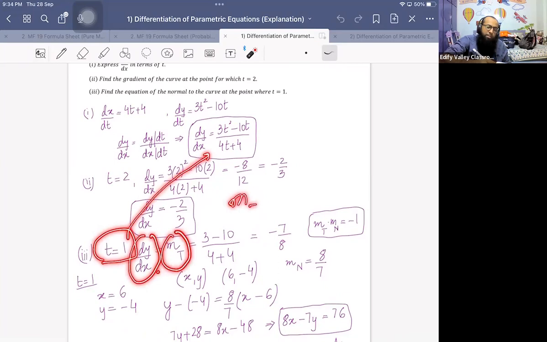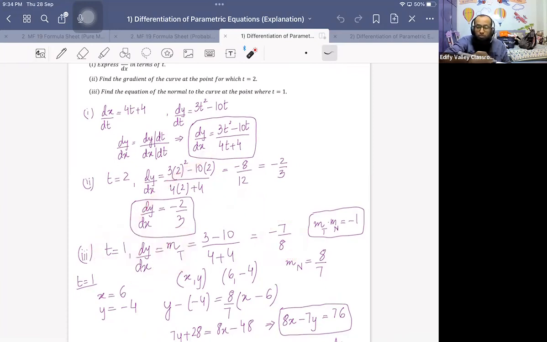M means gradient and T means tangent. The gradient of tangent will be negative 7 over 8. But do I have to find the equation of tangent? The answer is no. I have to find the equation of the normal.